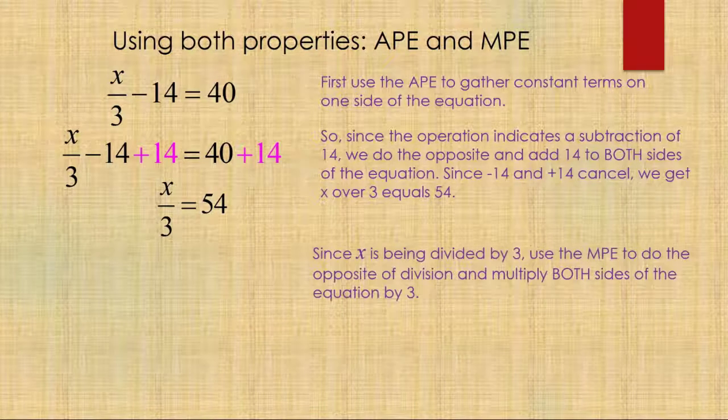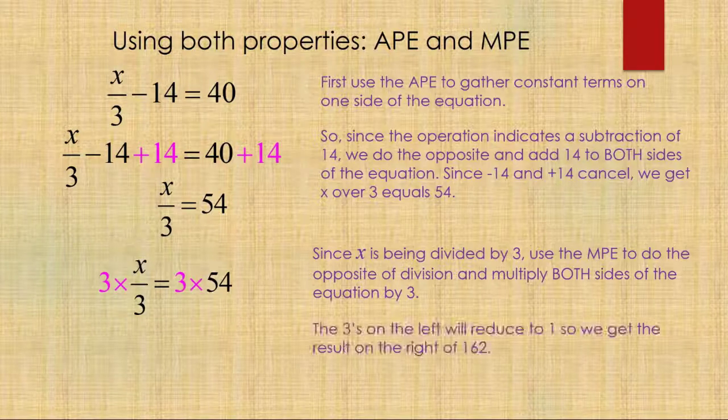Since x is being divided by 3, use the multiplication property of equality to do the opposite of division and multiply both sides of the equation by 3. The 3's on the left will reduce to 1, so we get the result on the right of 162.